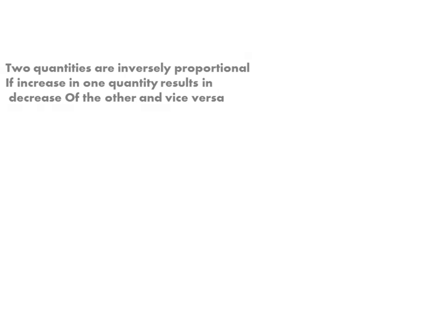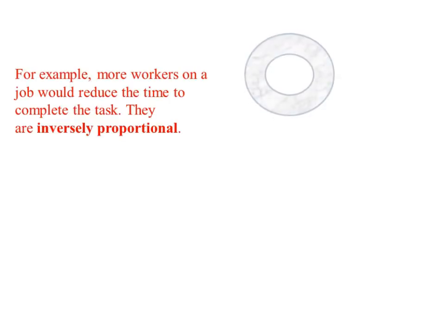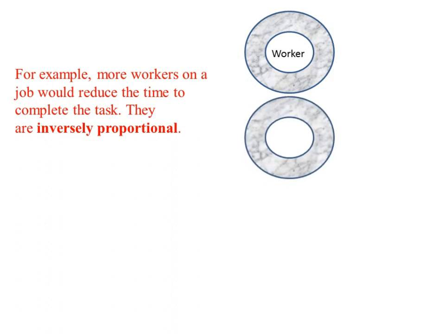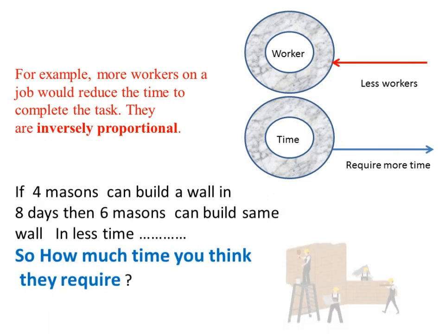Two quantities are inversely proportional when increase in one quantity results in decrease of the other. For example, more workers on a job would reduce the time to complete the task. They are inversely proportional. That is, if I channelize two people to do the same work, for example, if they take 2 hours, and if for the same work I channelize 4 people, they are going to take less time. Let's study another example.